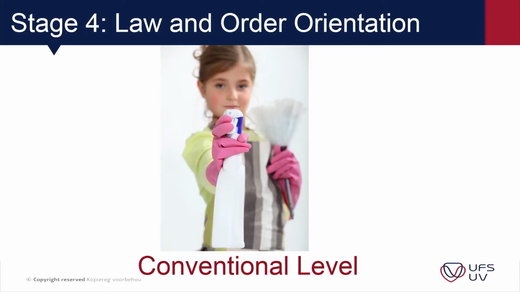Under the conventional level, we have stage 4, which is the law and order orientation, where being good is about obeying the laws in order to maintain society as a whole. In the dilemma, a person at this stage of moral development might say they understand the husband's actions, but would ask, what would happen if everyone in society stole when they could not afford something?